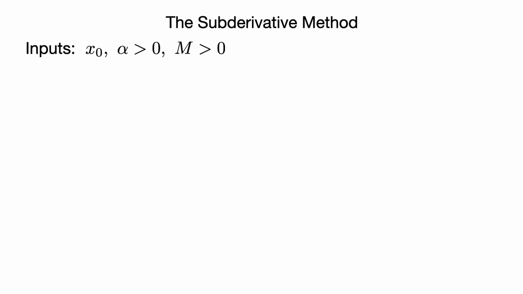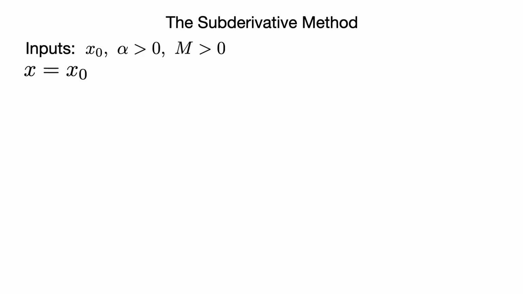We can use the subderivative to find a local minimum of a function similar to how we used the derivative, and this will be called the subderivative method. The inputs are our initial guess x naught, the step size alpha, which is greater than 0, and m, which is going to be greater than 0, and we'll see what m is in a second.